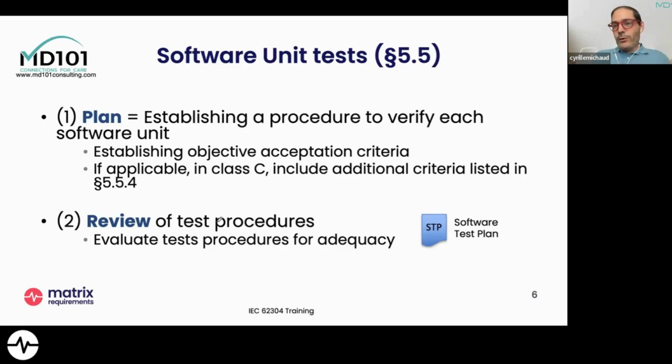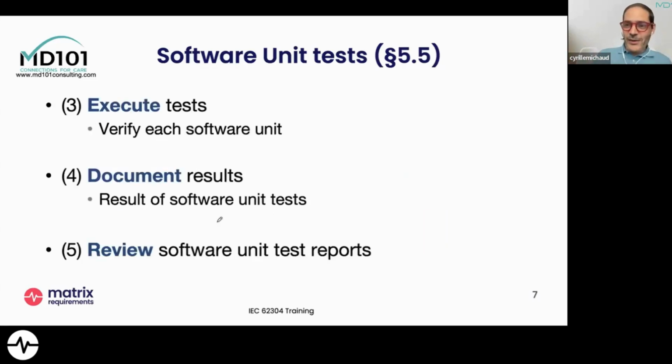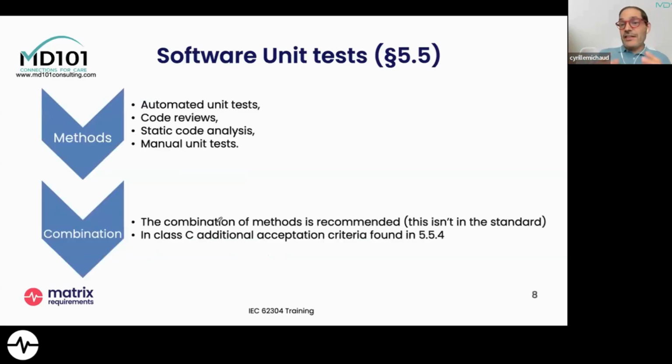Then, when the plan is done and reviewed, we execute the tests, we document the results, and then we review the results. Results are records like others. So we review the results to be sure that they bring evidence that the unit tests are executed and done as planned. So that said, we can have several methods to perform unit testing.